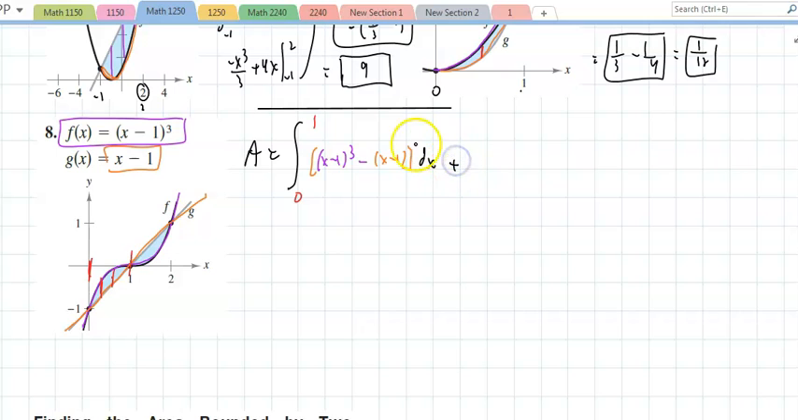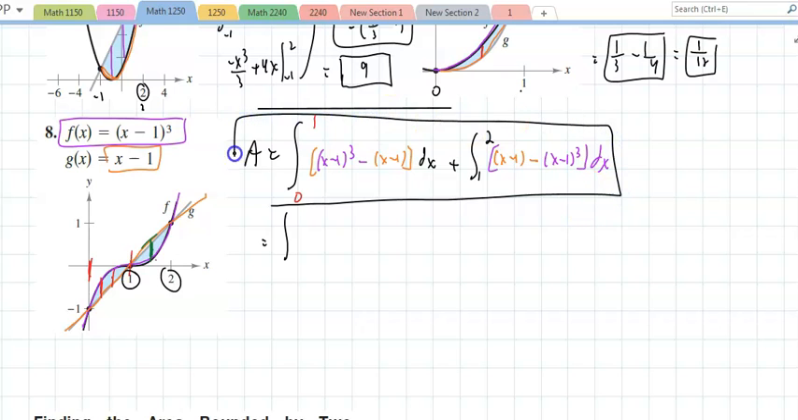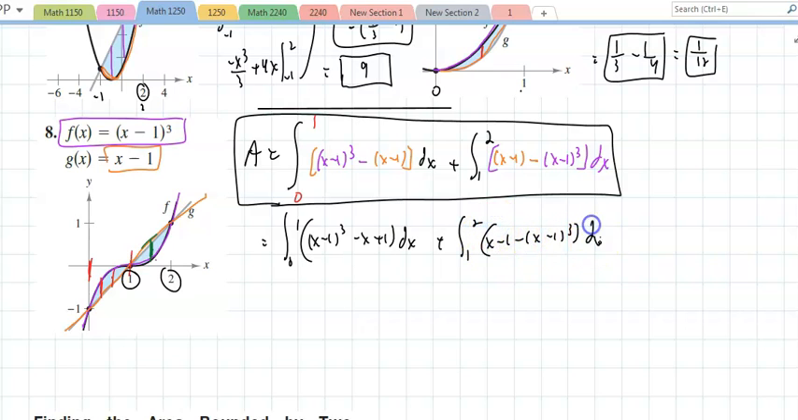Plus, when I run from 1 to 2, do you notice on this, the top is the line now, and the bottom is the cubic? So the order of those is extremely important. And that would be the integral. If I say on the exam, set up, do not solve, that's all I want. That would be the integral from 0 to 1 of x minus 1 cubed minus x plus 1 dx, plus the integral from 1 to 2 of x minus 1 minus x minus 1 cubed dx.